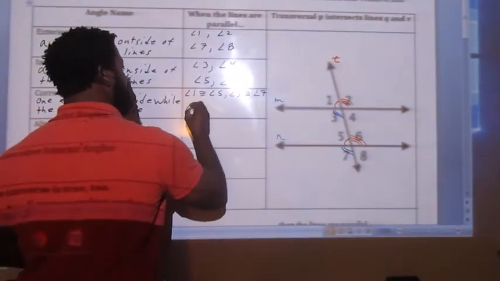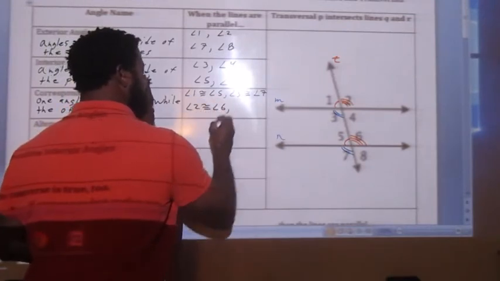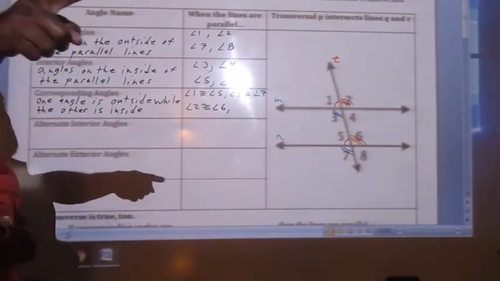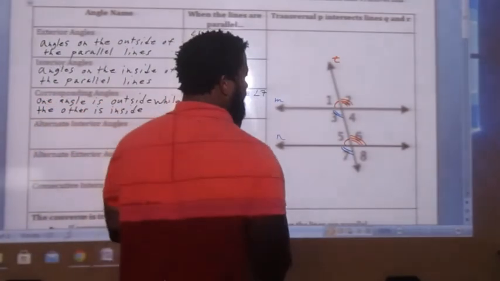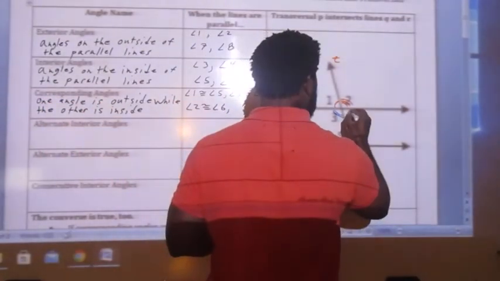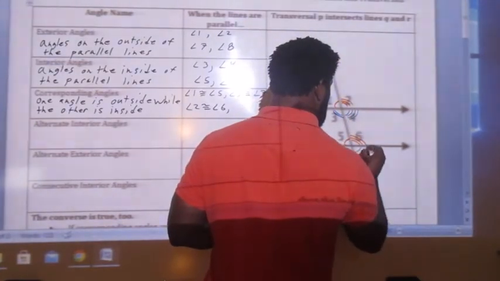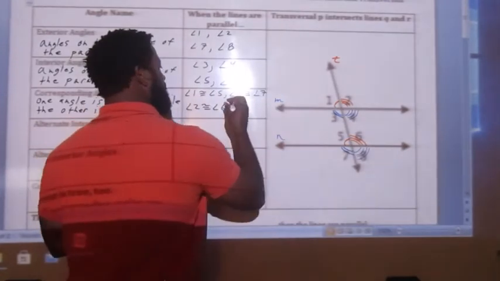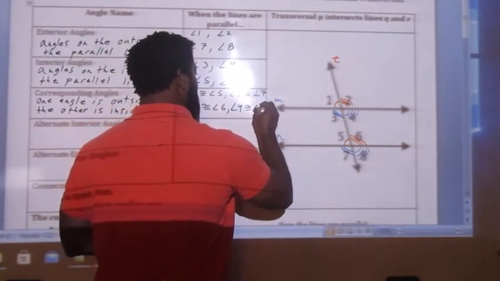Angle 2 is congruent with angle 6. And what's the last one? Anybody? Miss Criado? 4 and 8. Okay? You have 4 and 8. Angle 4 is congruent with angle 8.